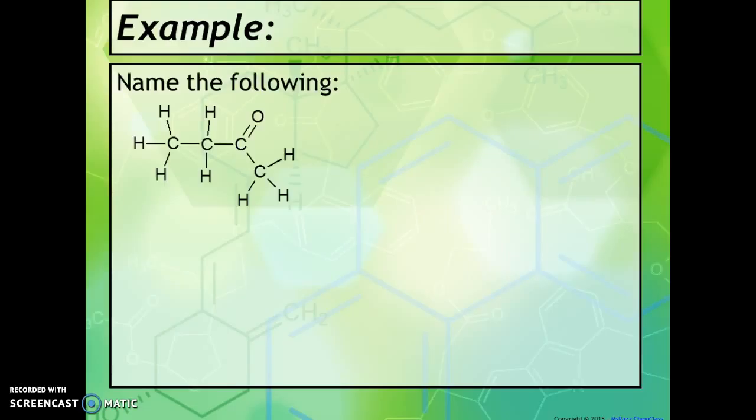So let's try this one. How many long is it here? 4. And because it's 4 long, that would normally be butane, but we changed the E to "-one", so we have butanone. And which carbon is our carbonyl coming off of here? The second one, because we want to go the shortest distance. So we would name it 2-butanone. But we could also name those substituents coming off of it, like I mentioned, and we would just call that an ethyl methyl ketone, because this is an ethyl and this is a methyl. So 2 ways to name it.